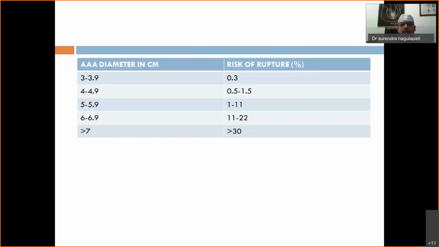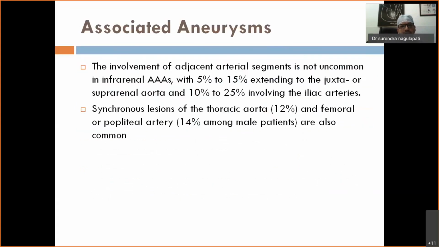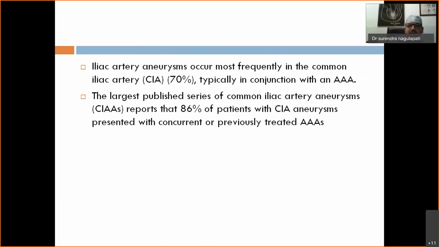This shows diameter in centimeters against the risk of rupture: at 3 to 3.9 there is a 0.3% risk of rupture, and when it is more than 7, there is more than 30% risk of rupture. Regarding associated aneurysms, involvement of adjacent arterial segments is not uncommon; it is most common in juxtarenal or suprarenal segments and in the iliac artery. In the iliac artery, the most commonly involved segment is the common iliac artery, up to 70%.